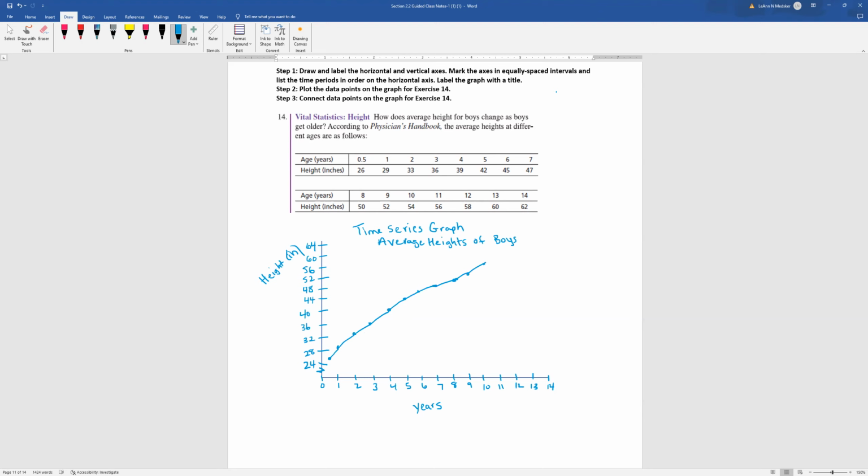At 11, we're at 58. At 12, oh, sorry, I think I skipped one. At 10, we were at 54. At 11, we were at 56. At 12, we were at 58. Yeah, sorry. And then at 13, we were at 60. And at 14, we're at 62. So not quite a perfect linear pattern. We can see there is an overall increase because usually people don't shrink as they grow. But that is a time series graph for this group of boys.